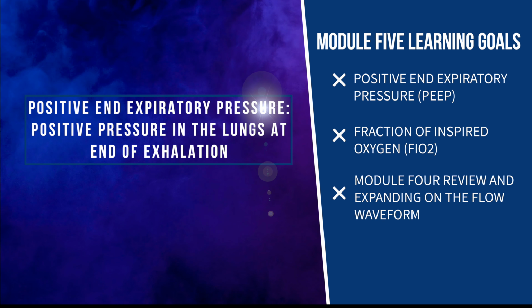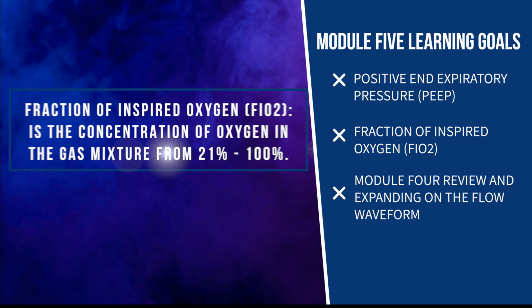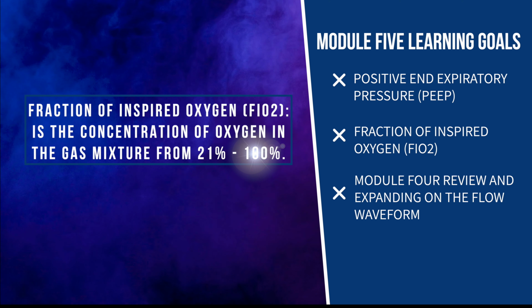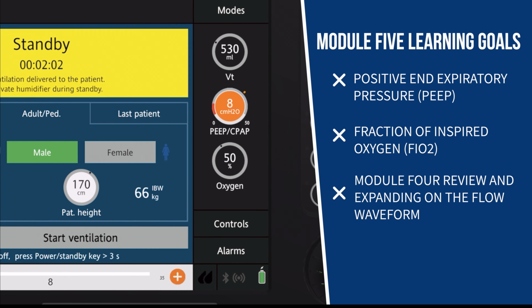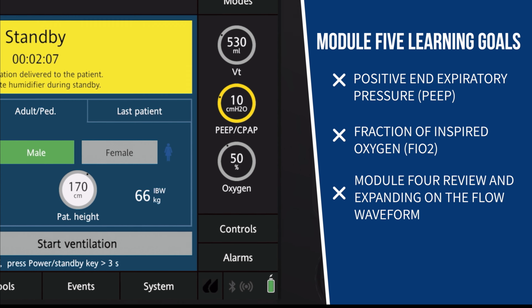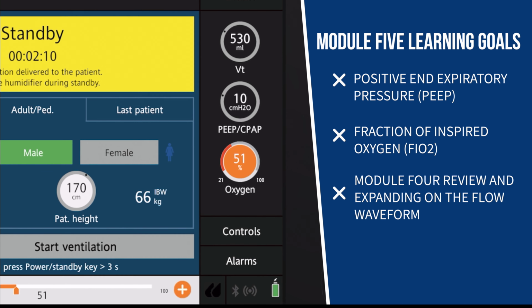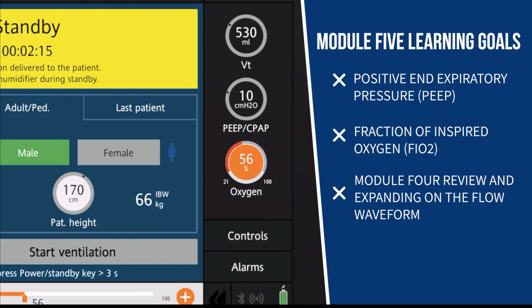Welcome to this learning module on two crucial aspects of mechanical ventilation: positive end expiratory pressure, PEEP, and the fraction of inspired oxygen, FIO2. PEEP and FIO2 are part of the backbone of managing patients on mechanical ventilation, and in this module, we'll delve deeper into their significance and application.